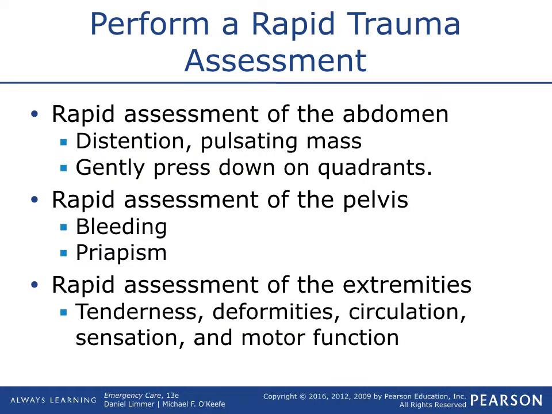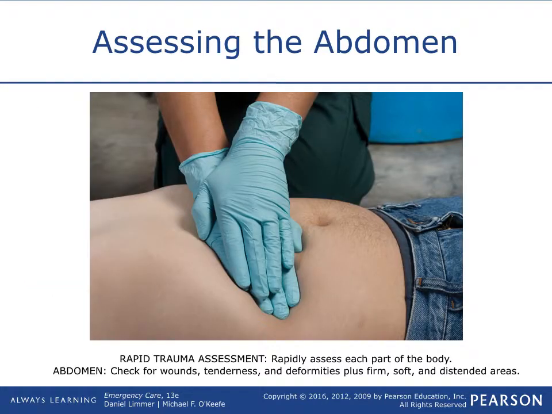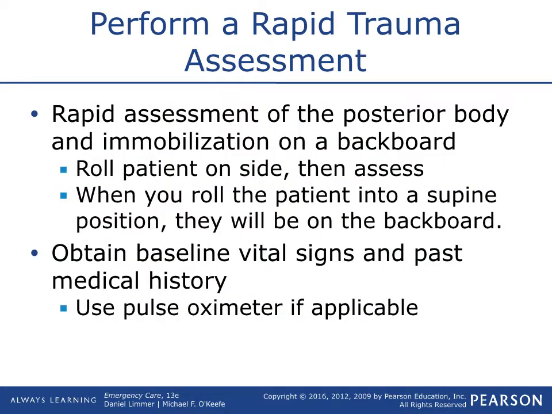Abdomen: distension, pulsating mass, gently press down on all four quadrants. And then the pelvis: bleeding, priapism. You want to feel for those things. Do you feel any deformities? DCAP-BTLS. Rapid assessment of the extremities: tenderness, deformity, circulation, sensation, and motor function. DCAP-BTLS. Rapid assessment of those things. Assess the abdomen in all four quadrants and note any findings.